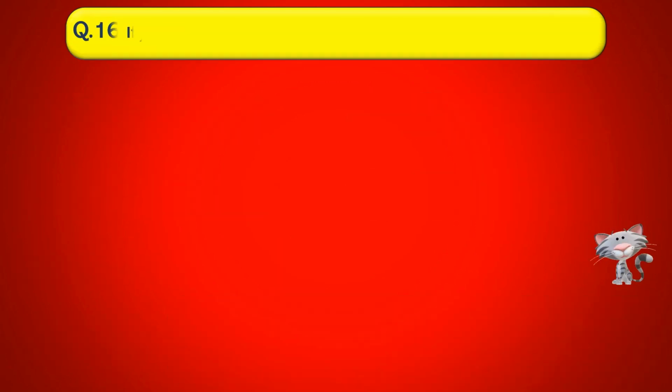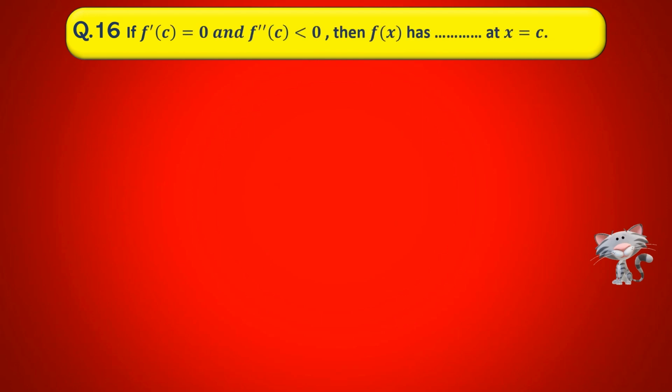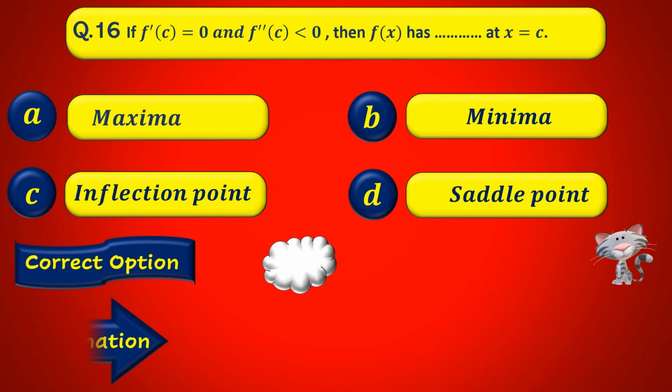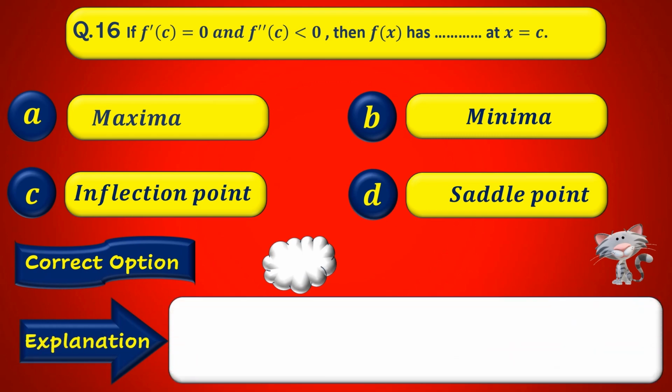Question number 16 is, if f dash c is equal to 0 and f double dash c is less than 0, that is negative, then f of x has at x is equal to c. The options are maxima, minima, inflection point, saddle point. What is the correct option? Let's explain it. According to the second derivative test, if a function has a second derivative less than 0 at a certain point x is equal to c, it has relative maxima at that point. So the correct option is option A.